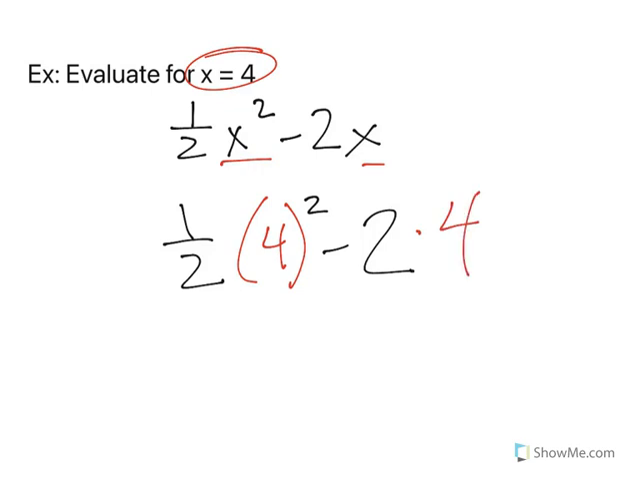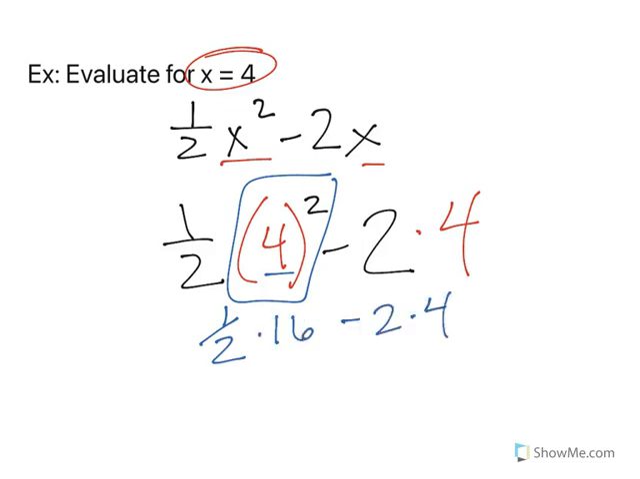Now, order of operations is crucial, because we have multiple pieces here. And even though I have parentheses, inside the parentheses is just a number, so there's nothing to do there. So I simply start with my exponent. 4 squared is 16. So now I have 1/2 times 16 minus 2 times 4. When I do multiplication and division, I work left to right. So I have 1/2 times 16.